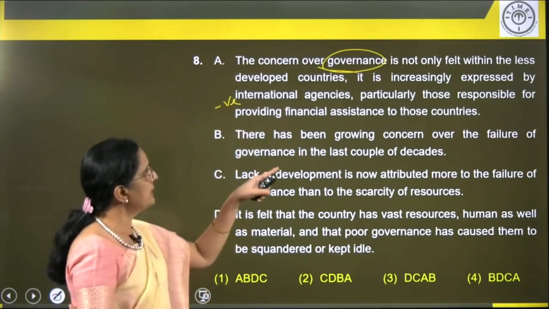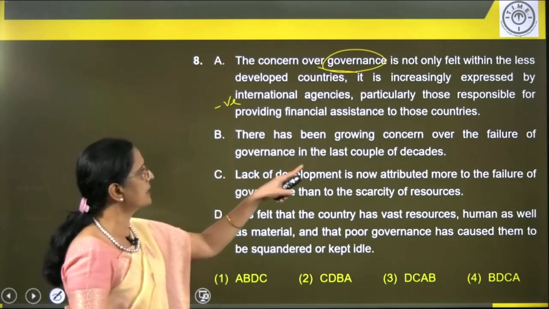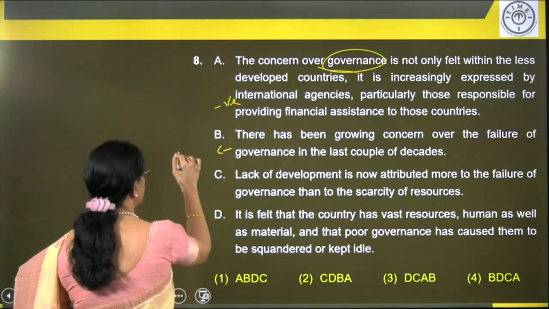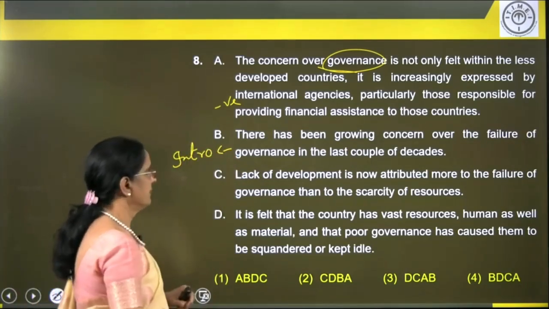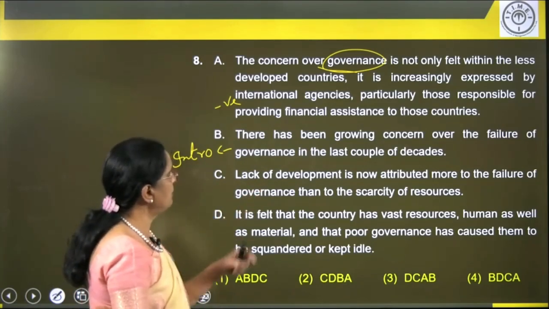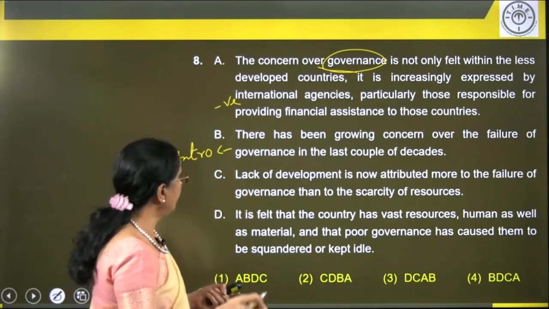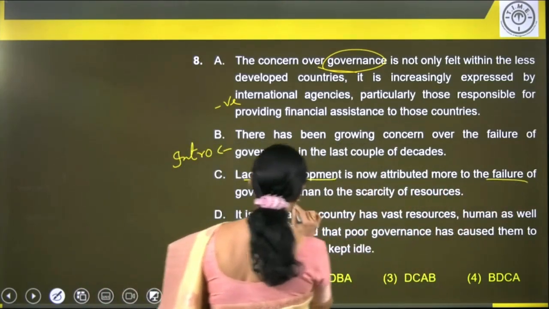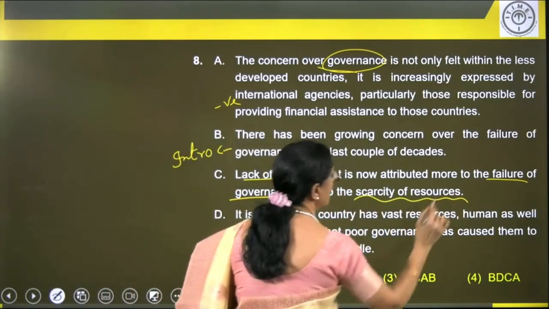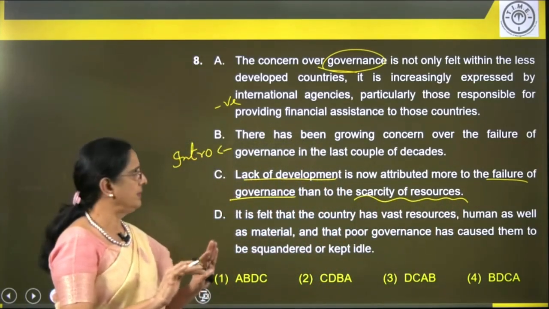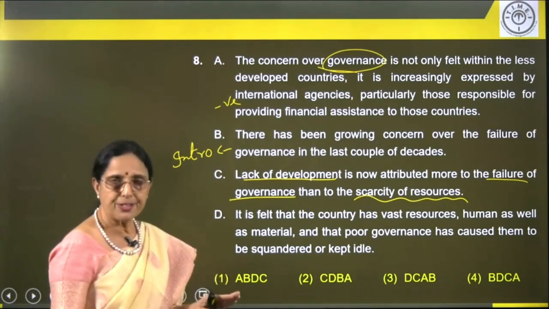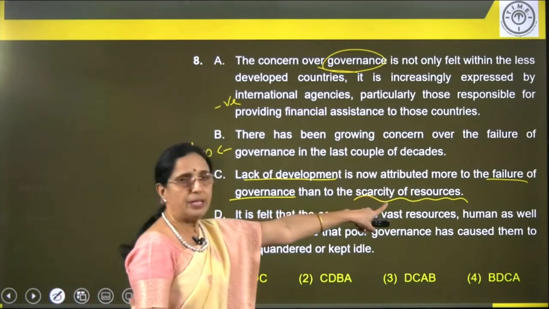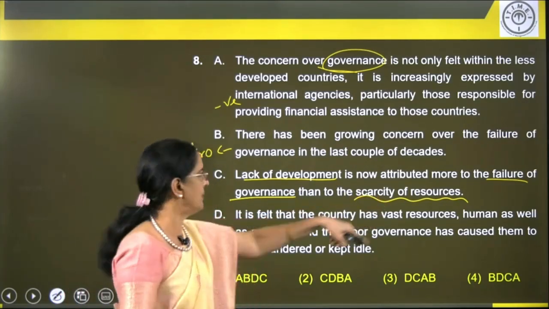There has been growing concern over the failure of governance in the last couple of decades. This is a general statement. So, you can take this as intro statement. Okay? Then, lack of development is now attributed more to the failure of governance. Alright. So, lack of development because of the failure of governance than the scarcity of resources. Right. Lack of development is not because of the scarcity of resources, it is because of failure of the governance. Understood? That means there is abundant supply of resources. Keep that in mind. Go on.